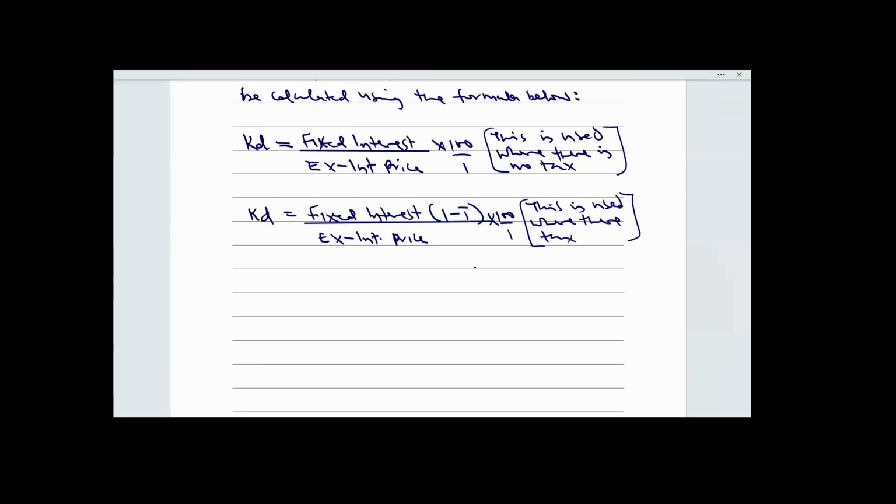So you remember what I told you earlier today? Debt is a cheaper source of financing because of tax deductibility benefits. Whenever there is tax, the cost that the company will pay to the debt holders will be lower relative to when there is no tax. Okay, so that's basically that.